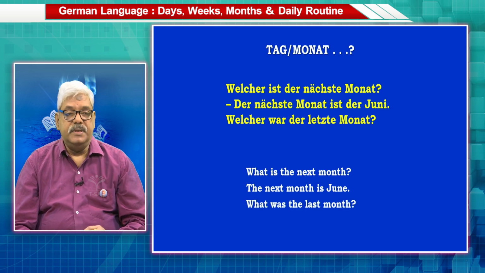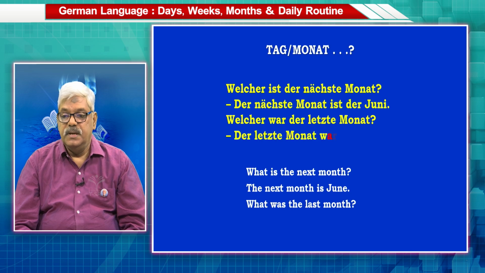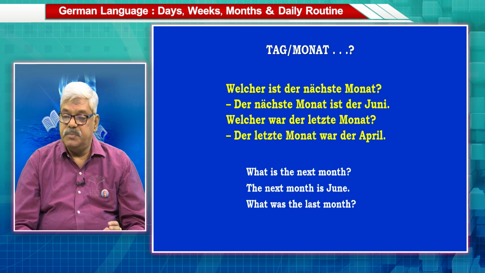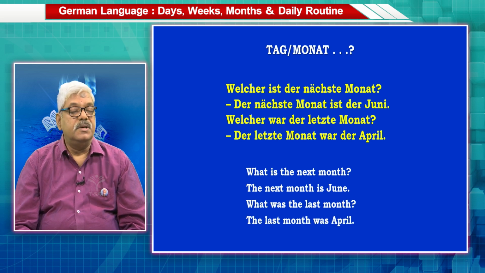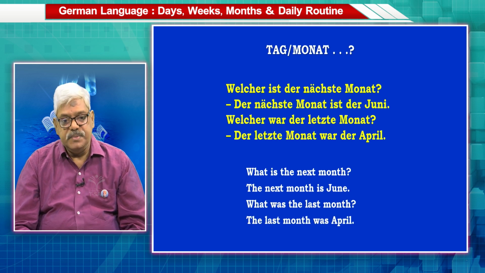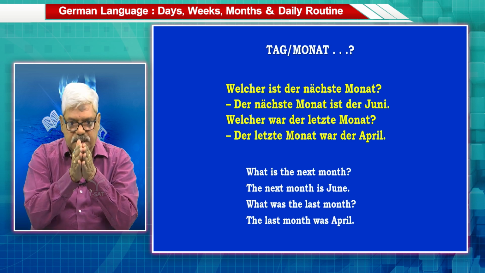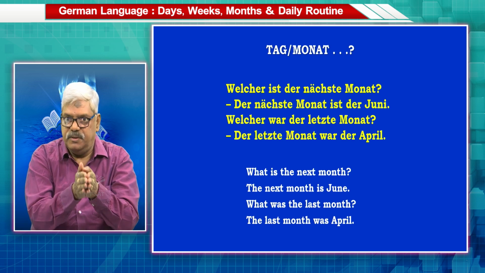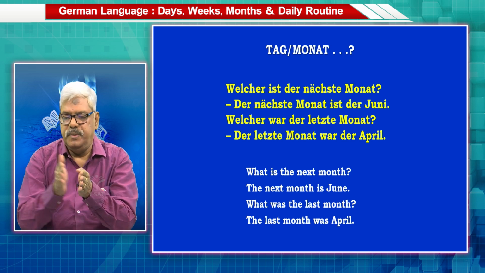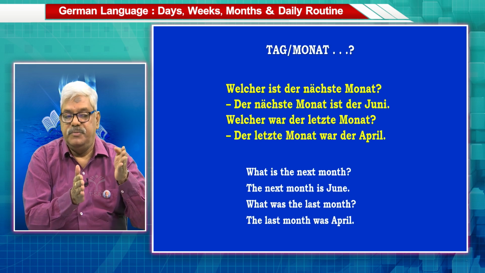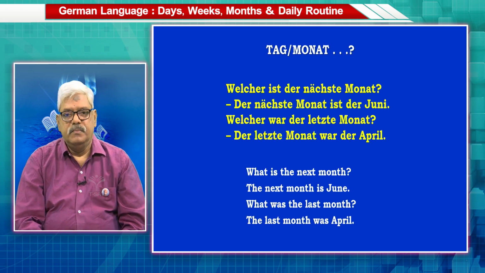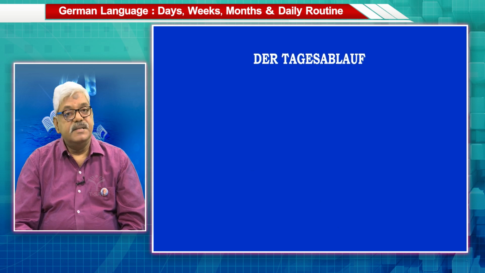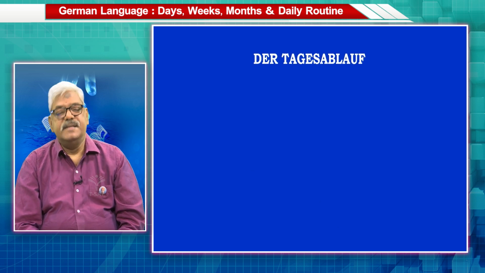What was the last month? Der letzte Monat war der April. Meaning, the last month was April. With reference that I am speaking of May, one month before is April, one month after is June. Then, let us now go to Tagesablauf.